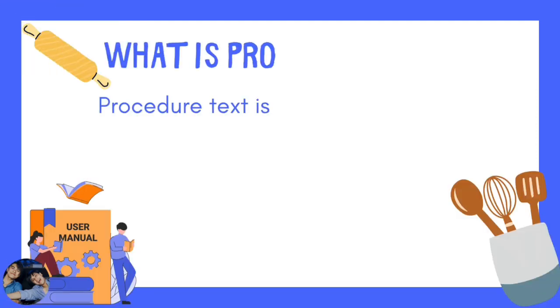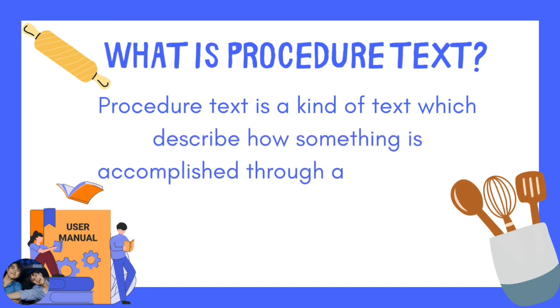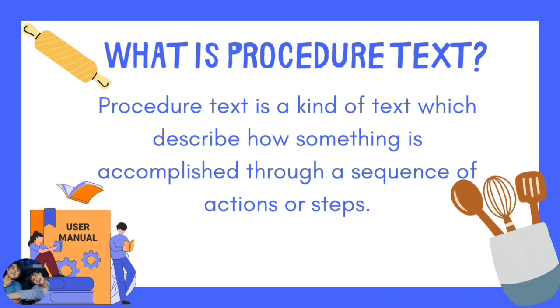The first one, what is a procedure text? Procedure text is a kind of text which describes how something is accomplished through a sequence of actions or steps. Okay, so procedure text is a type of text that is written to explain how to do something. Remember, how to do something. It is a step-by-step explanation of a process or a set of instructions for completing a specific task. Procedure text is used in many contexts such as manuals, recipes, scientific experiments, or instructions for assembling products.